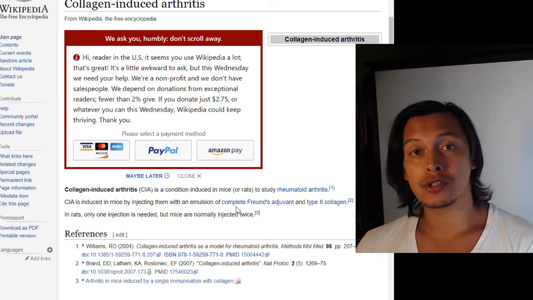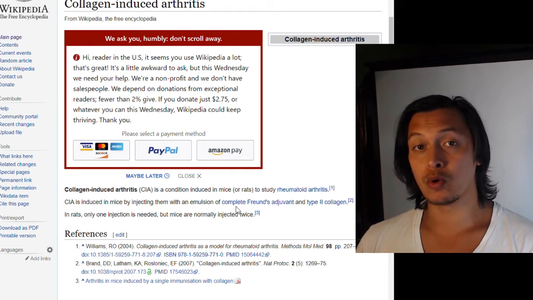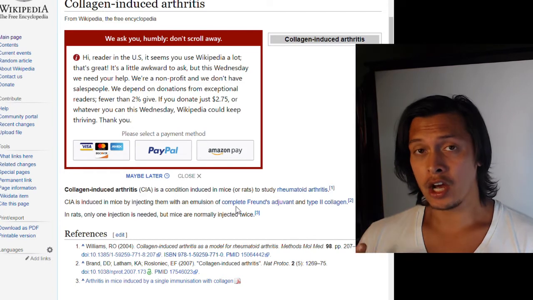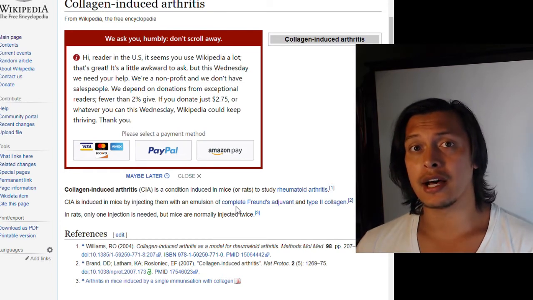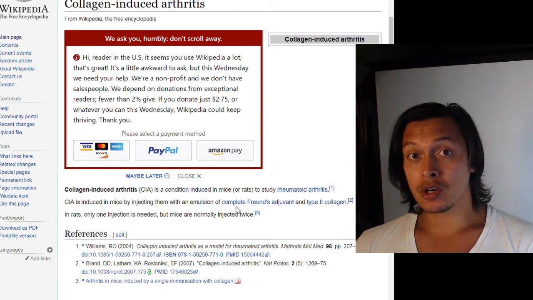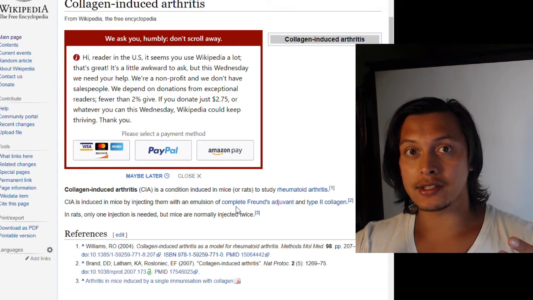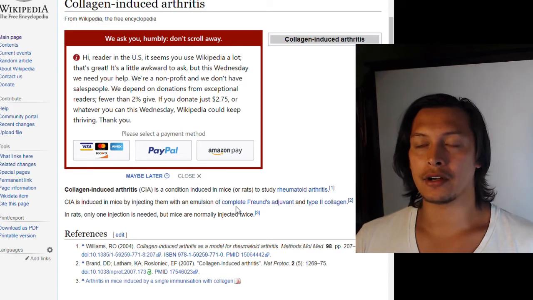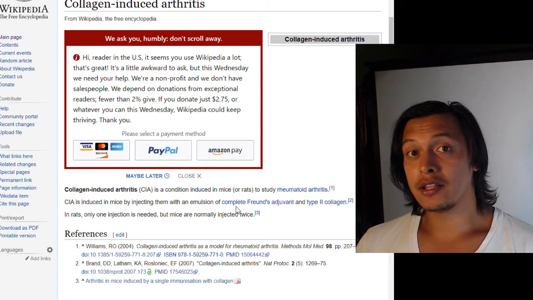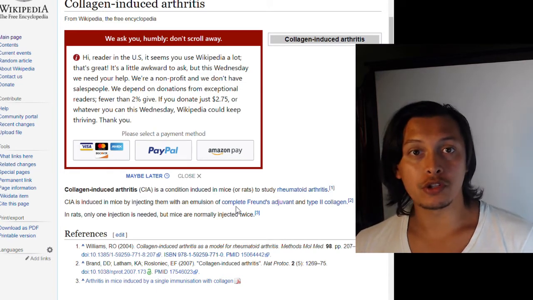Now, when it comes to causing rheumatoid arthritis in mice, to study them as a model organism, they will inject type 2 collagen, which, collagen is one of the proteins that holds your body together. They will inject this collagen, which normally the body should not develop a huge immune response to.